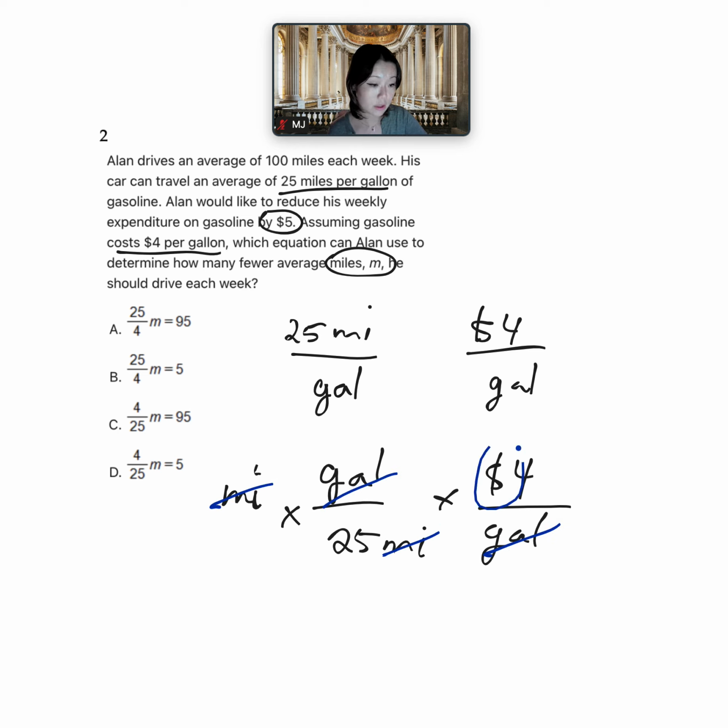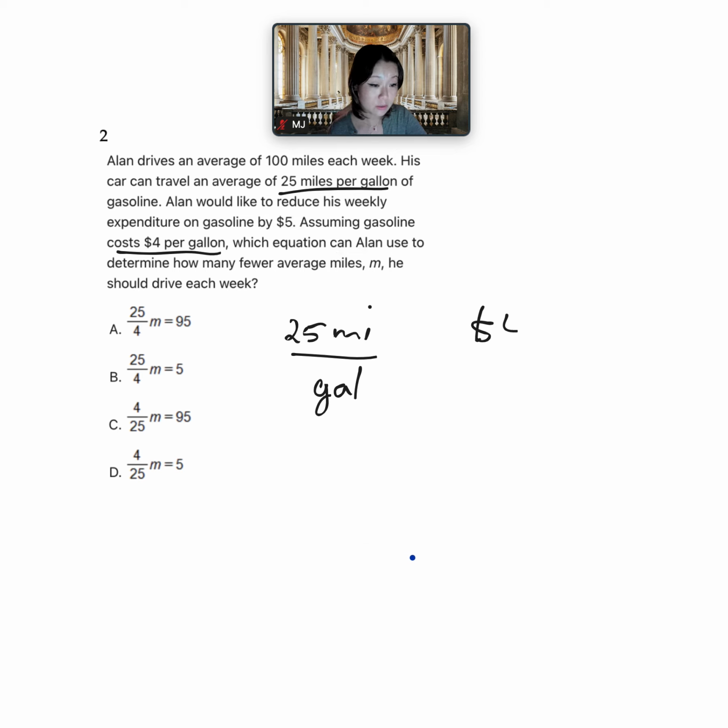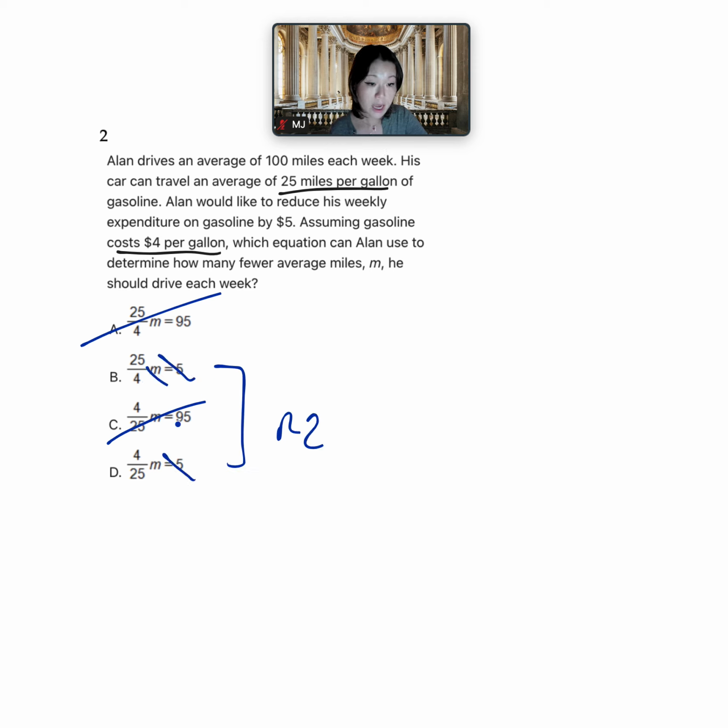Now that was a pretty long way to do it. If you want to do it in a little bit less time, you can just work your way backwards. So here, if we're looking for 5, we really should be crossing out the 95s. And then once you're in your round 2, you can feel free to eliminate everything that's the same. And in fact, the only decision we're left to make here is whether the answer is going to be 25/4 times m or 4/25 times m.